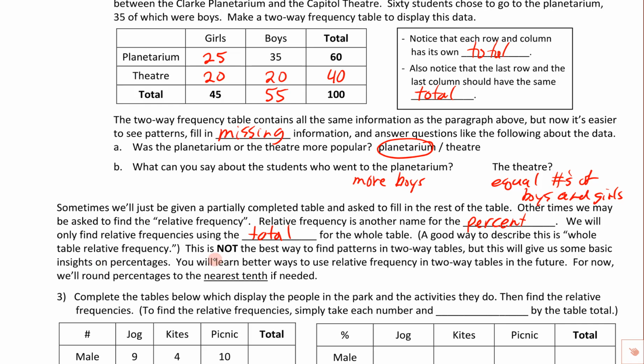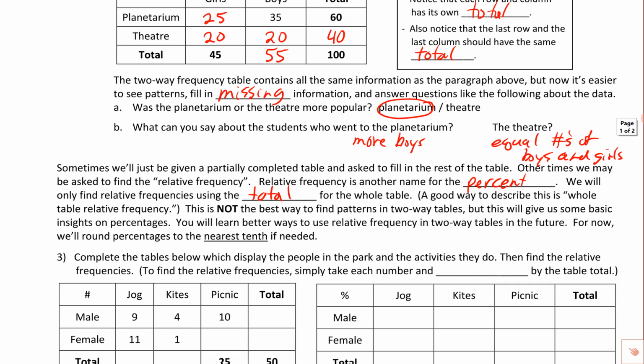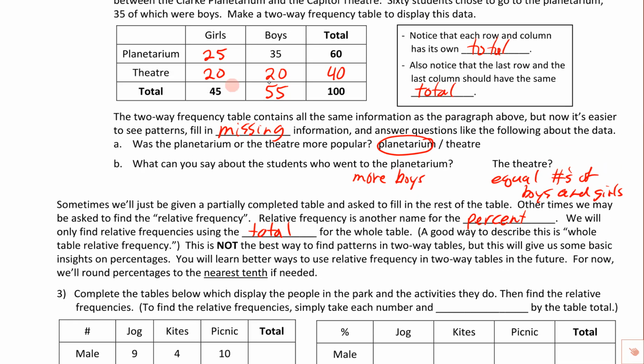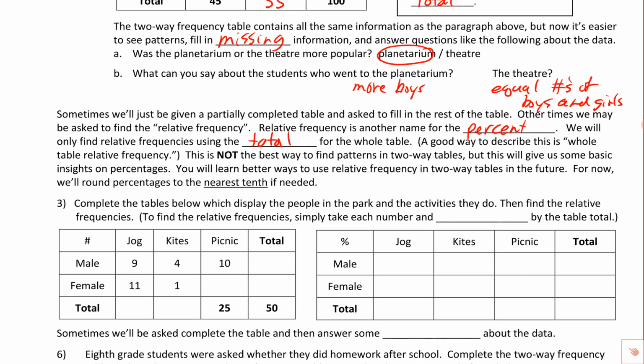This is not the best way to find patterns in two-way tables. This is just kind of an introduction to how we can use percentages to look at the information in a slightly different way. It is going to give us some basic insights on how we can use these. You're going to learn better ways to use relative frequency in two-way tables in the future. For right now, we're going to do the problems below and we're going to round to the nearest tenth.